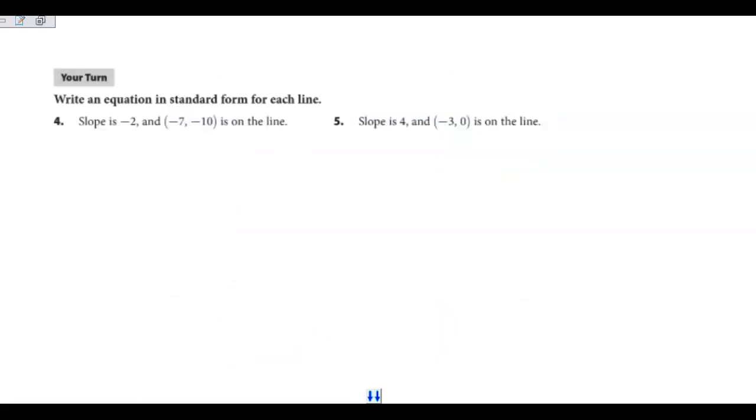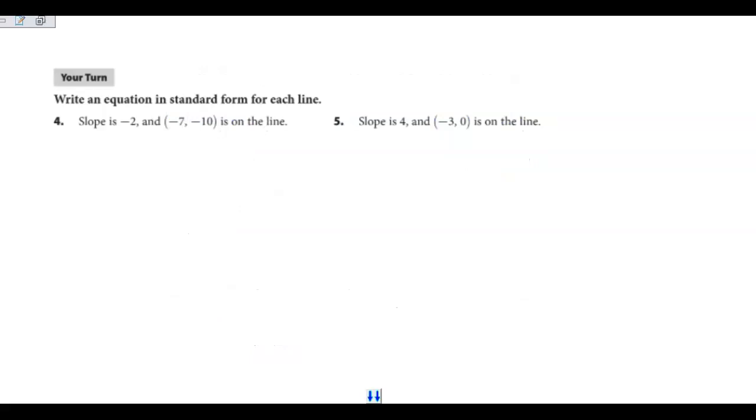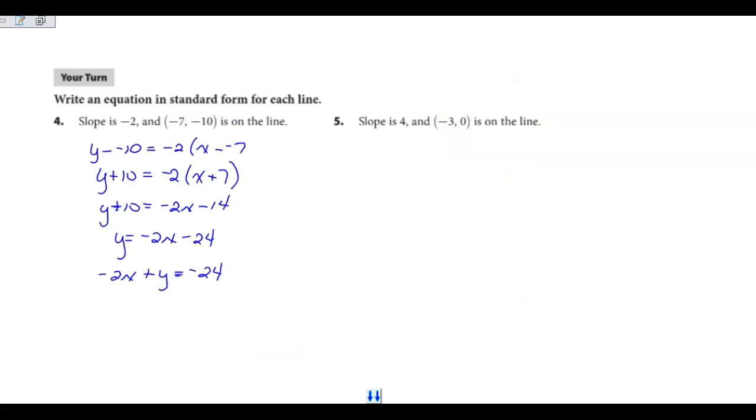So I want you to try this. I want you to write the equation in standard form for each line. And because we have shown that when you simplify your point slope, you get your y-intercept, it doesn't matter which way you go to do it. Okay? So on number 4, write it in standard form. When you finish, you should have -2x plus y equals -24.